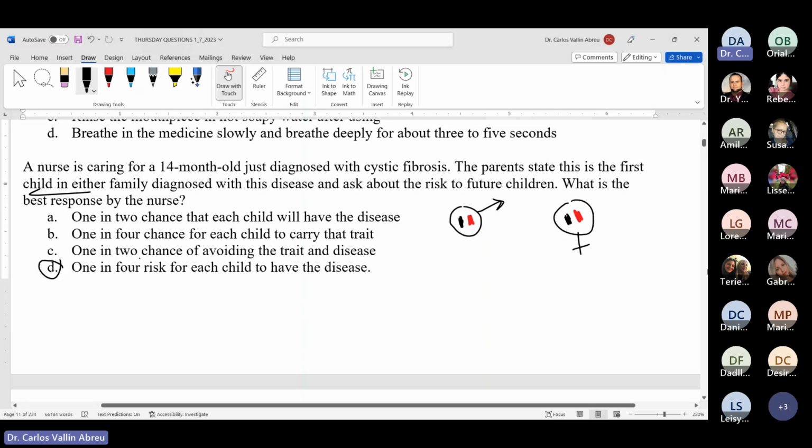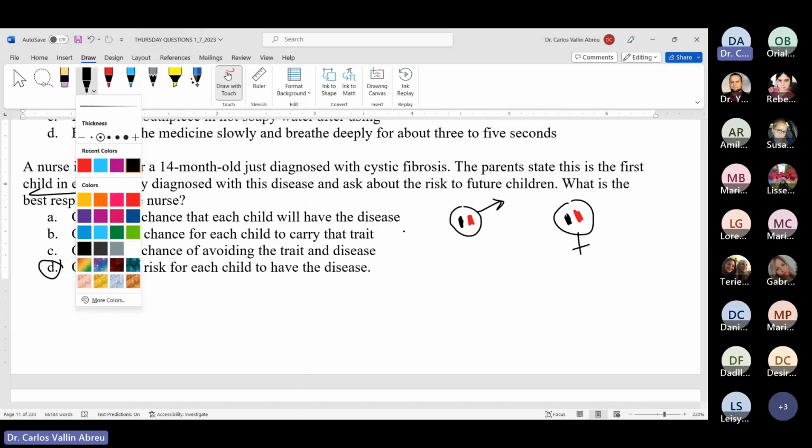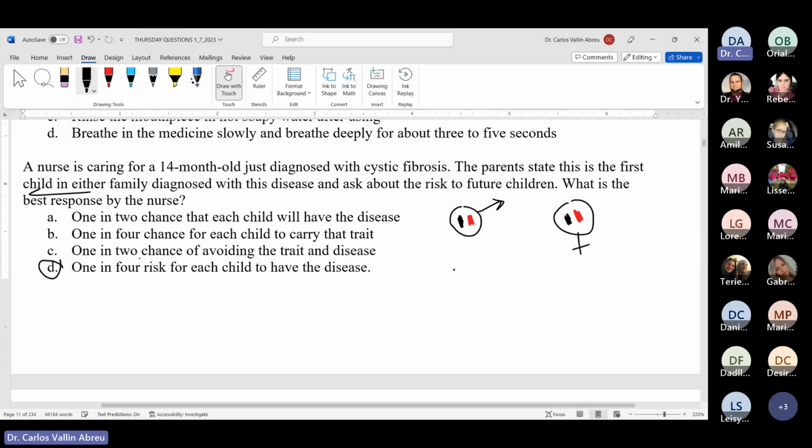When they make a baby, they have the following possibilities. Mom gives this chromosome that is okay. This is a possibility. The other possibility, dad gives this chromosome, which is okay, but mom gives this chromosome, which is sick.